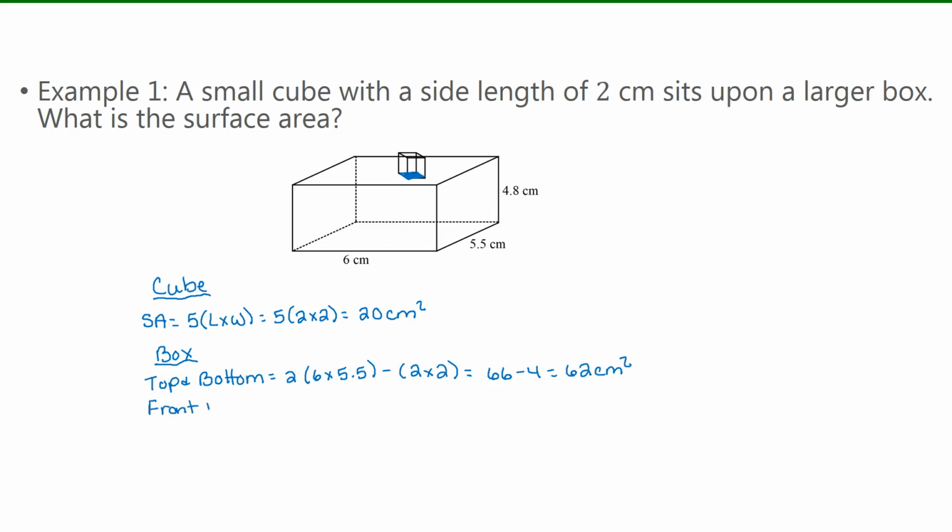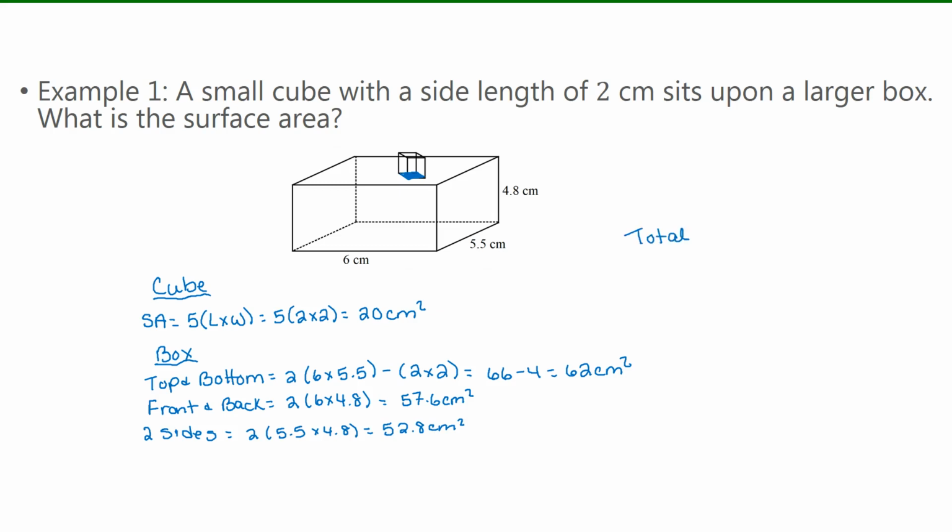Now the front and back, I get 2 times 6 times 4.8, which gives me 57.6 centimeters squared. Now the two sides. 2 times 5.5 times 4.8, which is 52.8 centimeters squared.